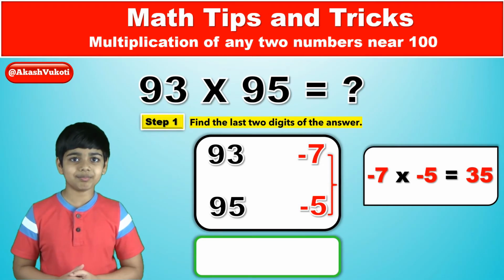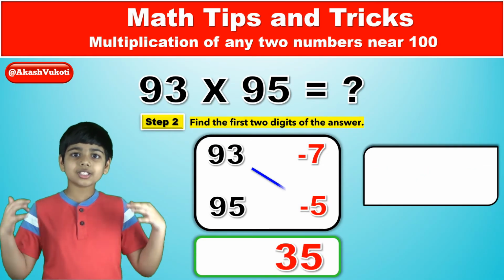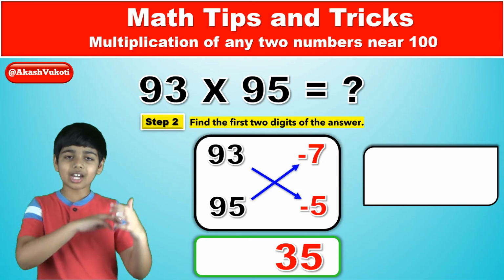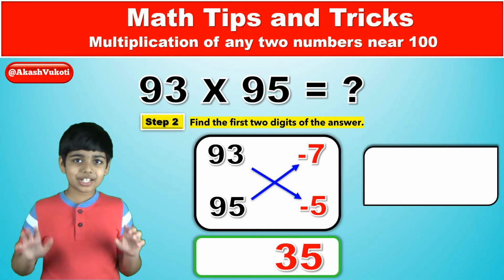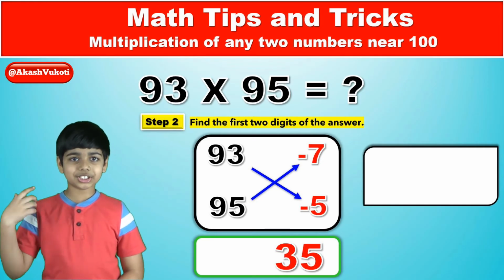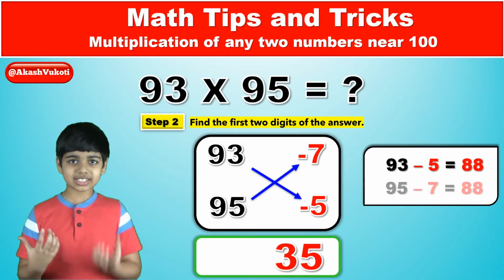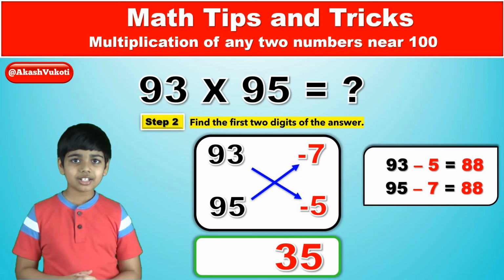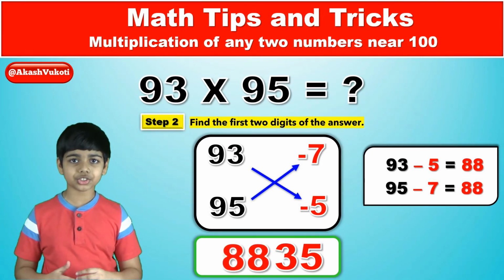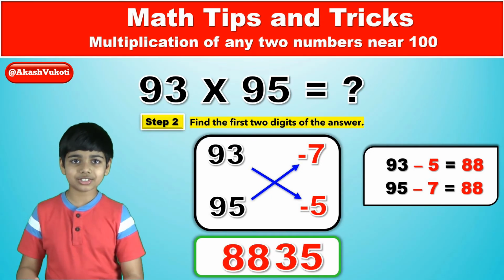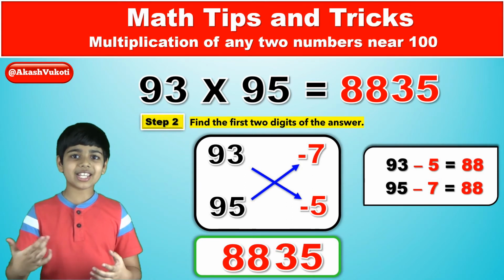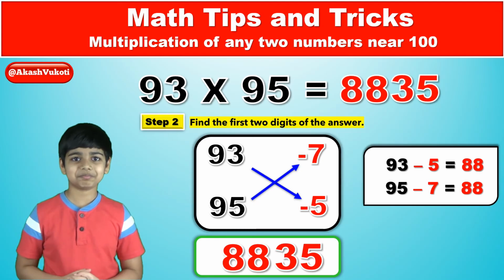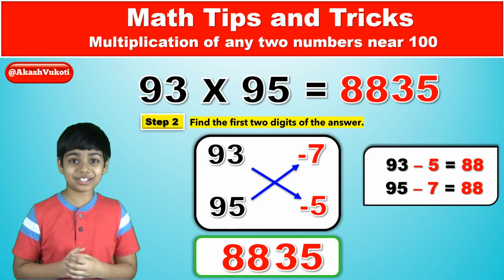Next, we cross-subtract these two from the opposite numbers in the equation, creating again that X shape. And since both 93 minus 5 and 95 minus 7 are both 88, the first two digits of our answer is 88. So our final answer is 8,835.